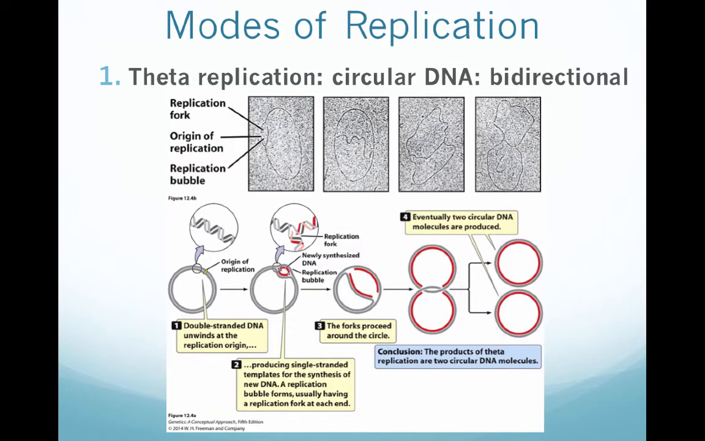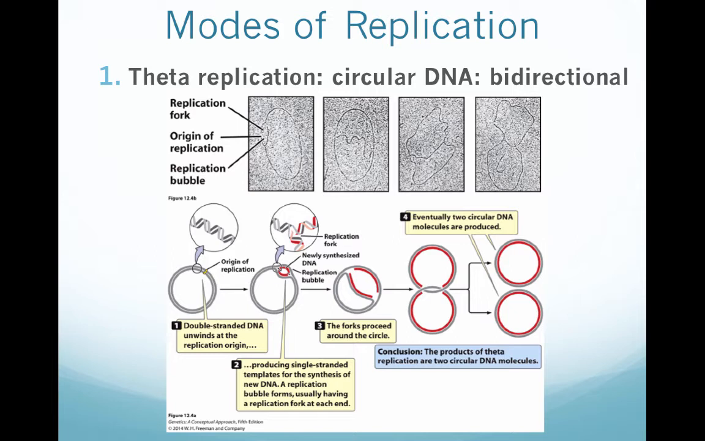So we're going to talk about 3 modes of replication. The first one is theta replication, and this happens in circular DNA. And theta replication is unique because it can happen in a bidirectional pattern. So what we're looking at here in this slide, up here at the top, is a micrograph of an actual cell dividing, and we're going to look at it more in depth on the next slide. But the process is really diagrammed very well for you down here at the bottom.